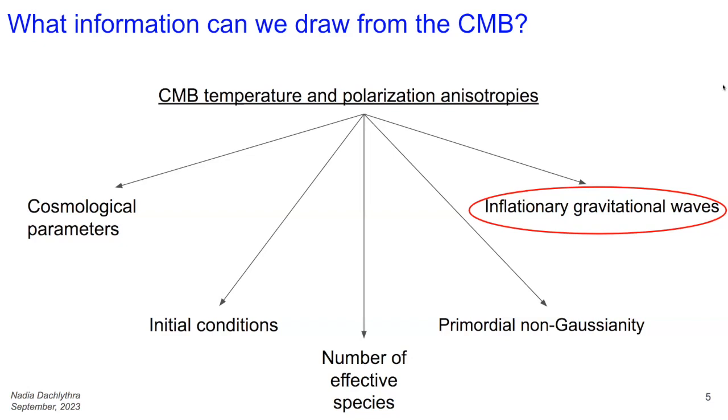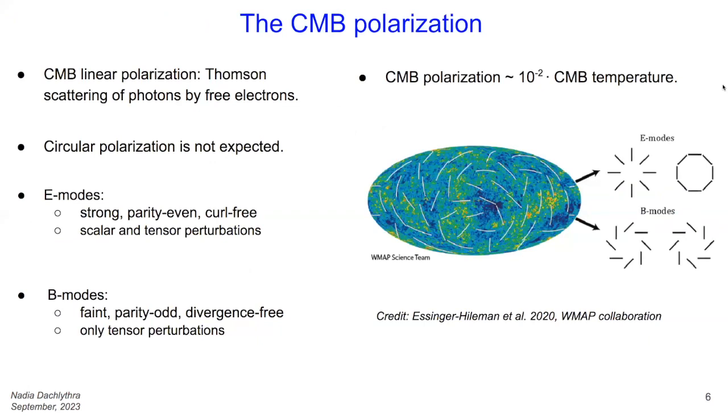And so all of these parameters cannot simply be inferred from the temperature anisotropies of the CMB. We also need the polarization anisotropies, the signal that is much, much fainter, and is a result of the Thomson scattering of the CMB photons by free electrons that had the quadrupolar pattern. So we're strictly talking about linear polarization. Typically, circular polarization is not expected at the CMB.